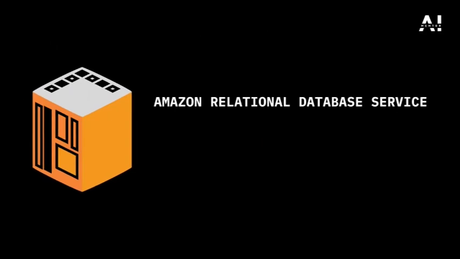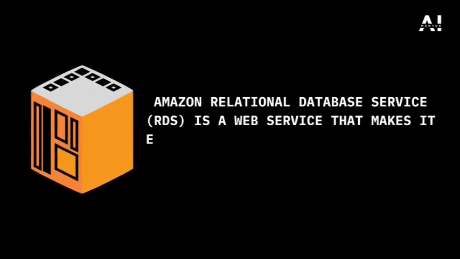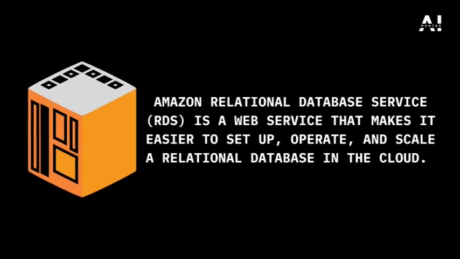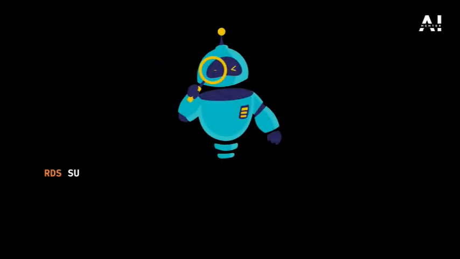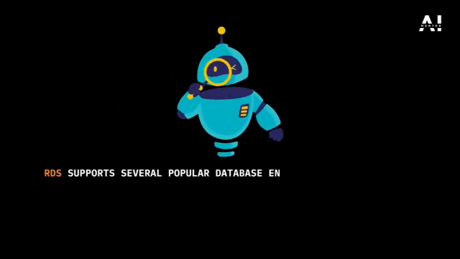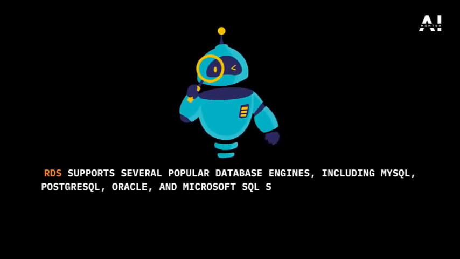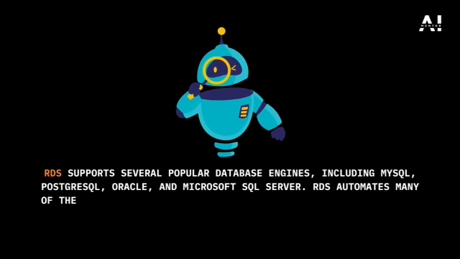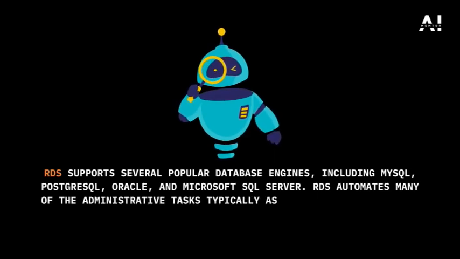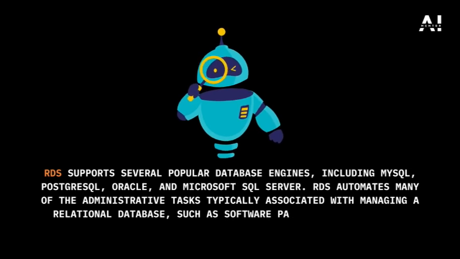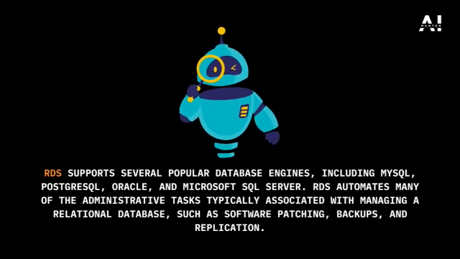Amazon Relational Database Service (RDS) is a web service that makes it easier to set up, operate, and scale a relational database in the cloud. RDS supports several popular database engines, including MySQL, PostgreSQL, Oracle, and Microsoft SQL Server. RDS automates many of the administrative tasks typically associated with managing a relational database, such as software patching, backups, and replication.